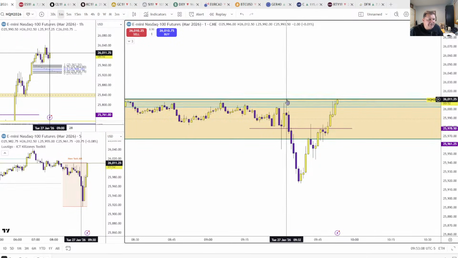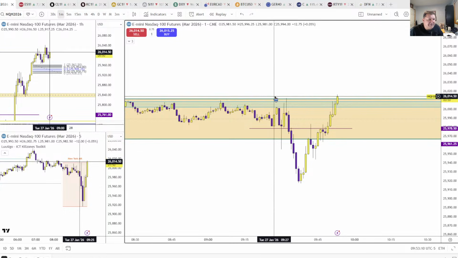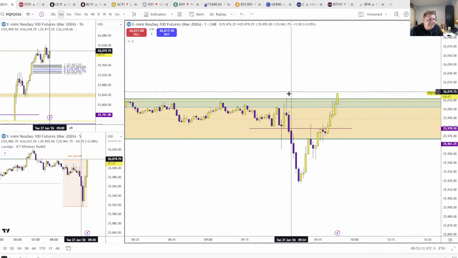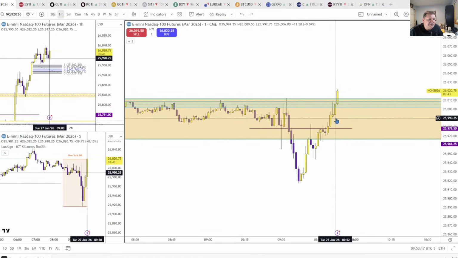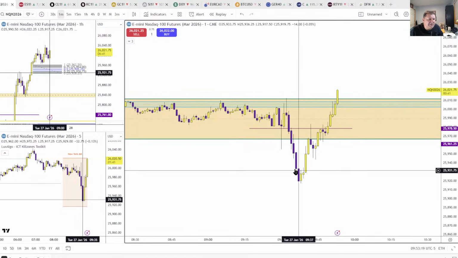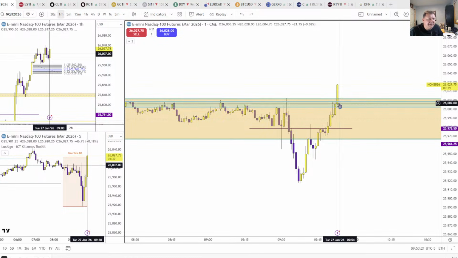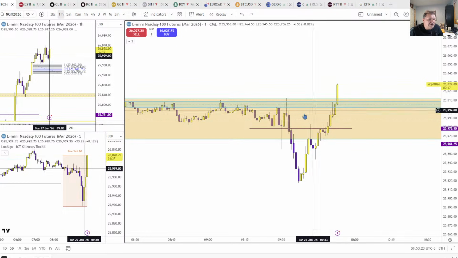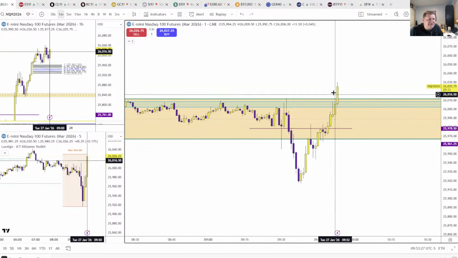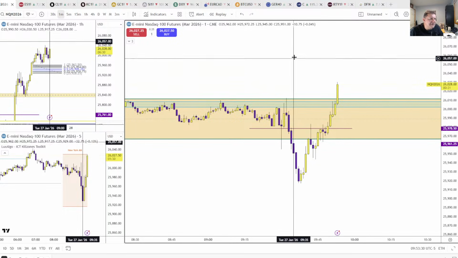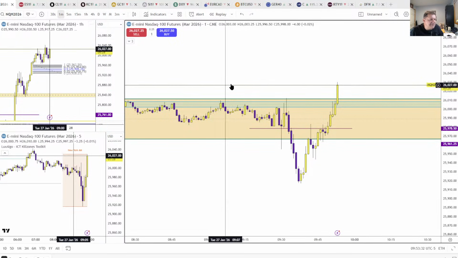No body above here yet. Come on, there's the range extension. Done. Model 1 completed. Model 2 completed. Now we're looking for Model 3. Model 3 is completed. Now we got the range extension. Now I'm looking for Model 4 for a continuation on the upside.